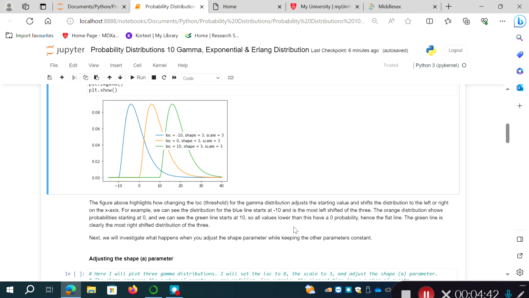The orange distribution shows probability starting at 0. You can see that there. And we can see the green line. Everything has 0 probability until we reach +10, which is the value we set for the loc. So all values lower than 10 for the green line have a probability of 0 and hence the flat line. So that green line is clearly the most shifted distribution of the three. Okay, so that's what adjusting the threshold, the starting value, does. It moves it left and right. As you would expect, it intuitively makes sense, I think.